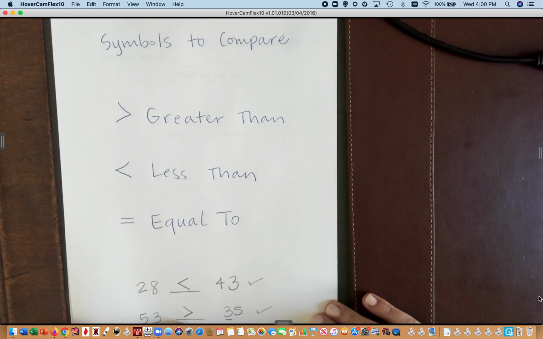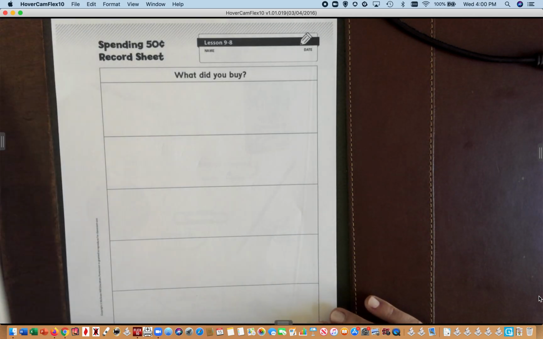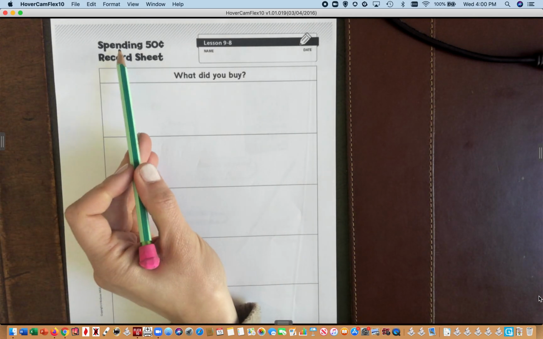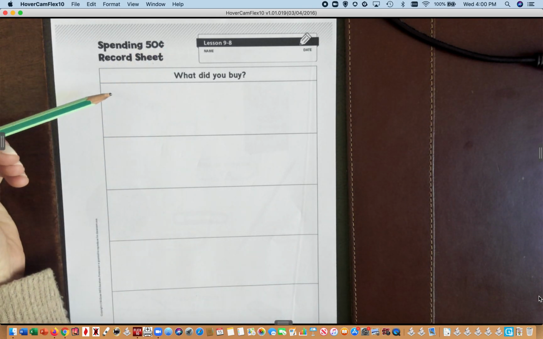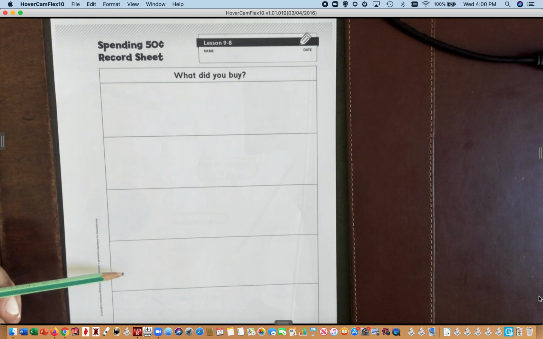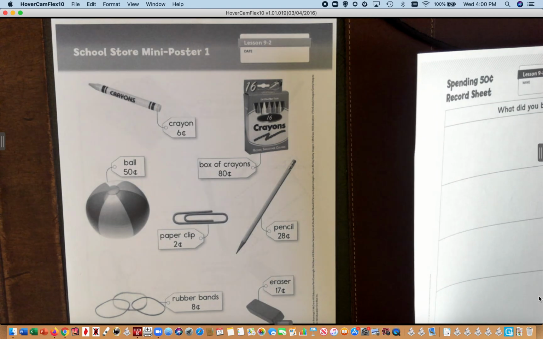So we are going to use greater than, less than, and equal to today, and we're also going to use our school store posters to fill out this worksheet that's called the Spending 50-Cent Record Sheet. You're going to go shopping 5 different times. So here are the directions for this sheet.